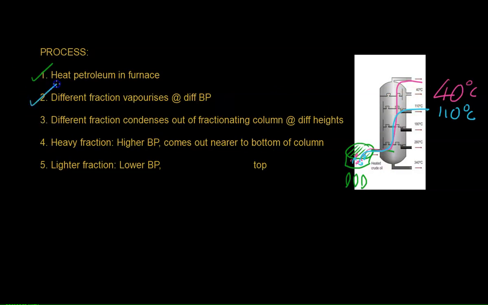So this is done also. Then different fractions condense out of the fractionating column at different heights. What do I mean? Condenses means what? It really just means going from gas phase to liquid. Am I right? So when, for example, my pink substance, my pink fuel, is being heated up, this is step 1. Then it goes to step 2, right? It vaporizes. It goes up here.